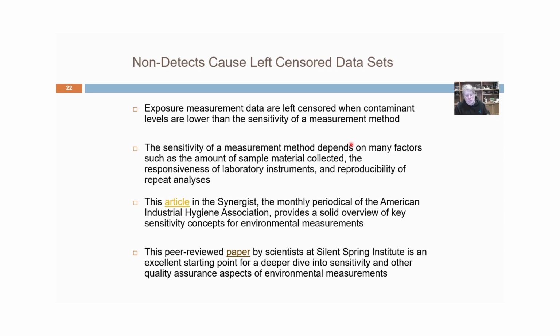Censored data, that term just refers to observations in distributions of measurement data that are special. Those observations are special because they are non-quantified amounts or non-quantified concentrations. That occurs when the abundance of a contaminant in some medium is lower than the sensitivity of the method used to measure that contaminant in that medium.